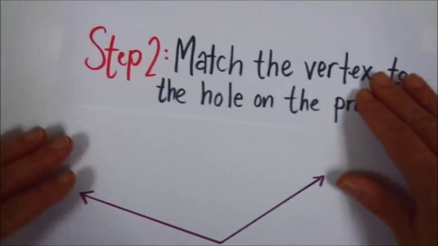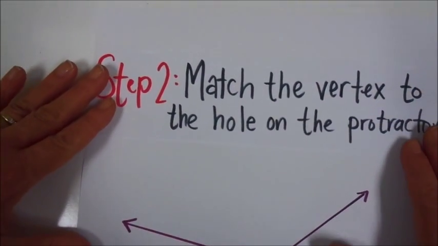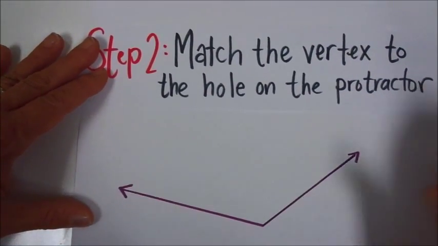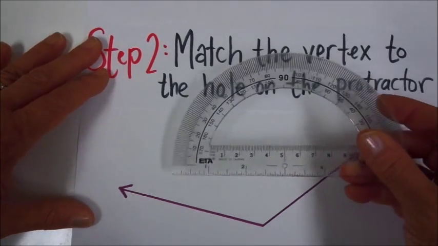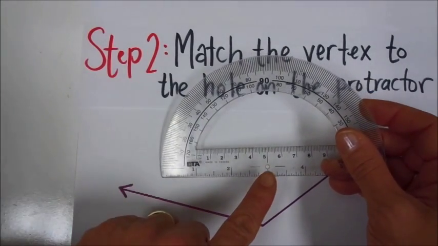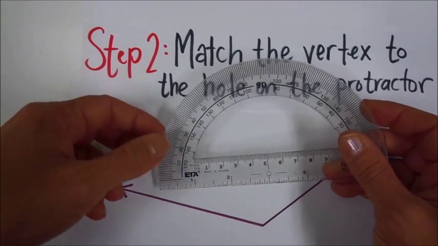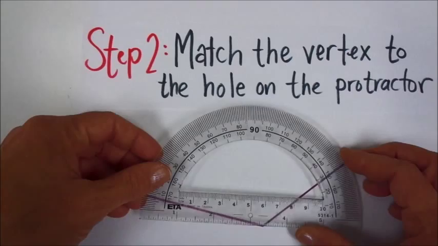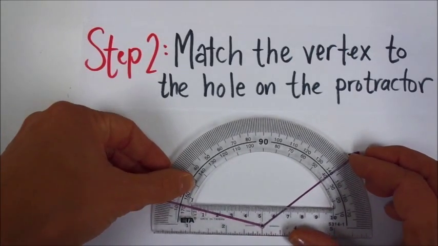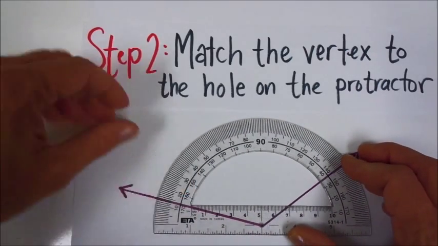Okay, our second step when we're using our protractor is that you want to take the circle on your protractor, which is in the center of the bottom of the protractor. There's a little tiny circle down here, and you want to line it up with the vertex of your angle.